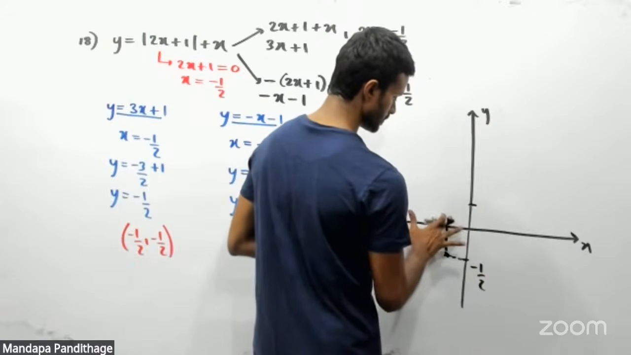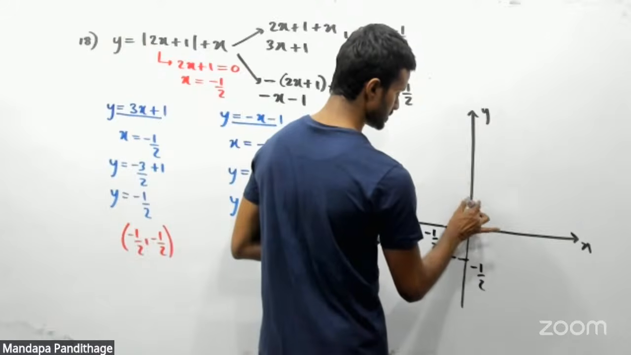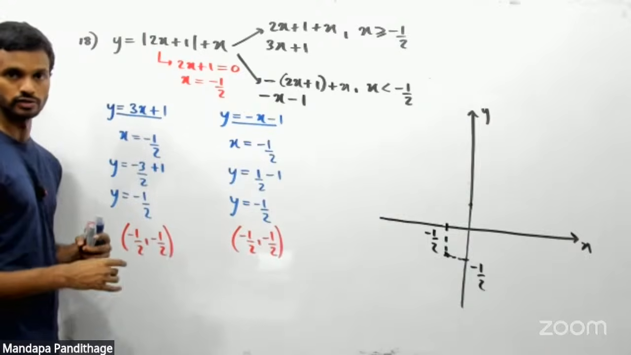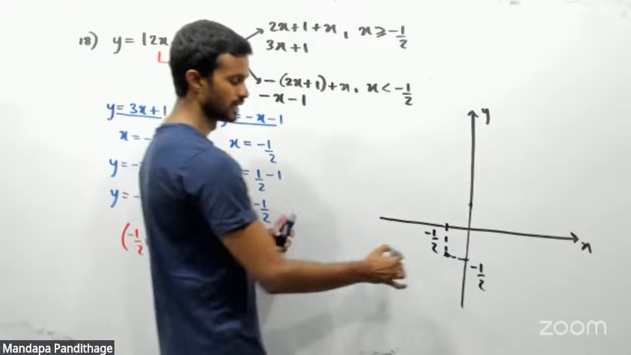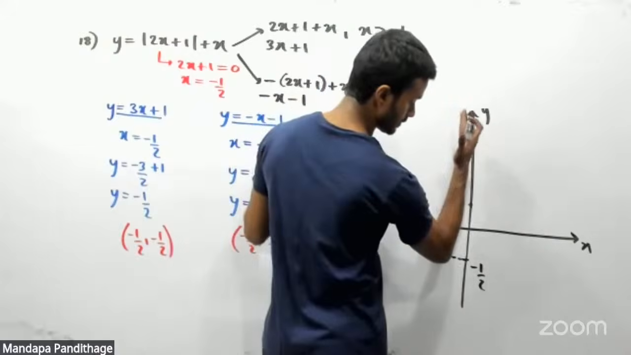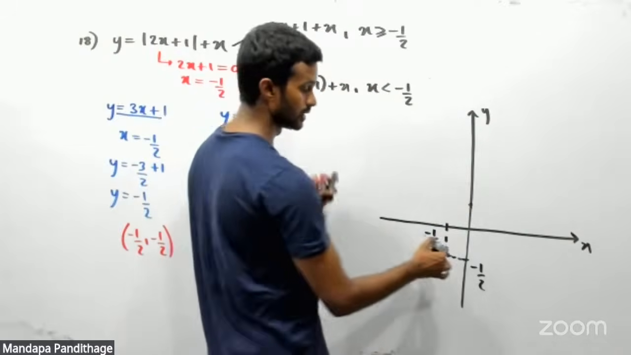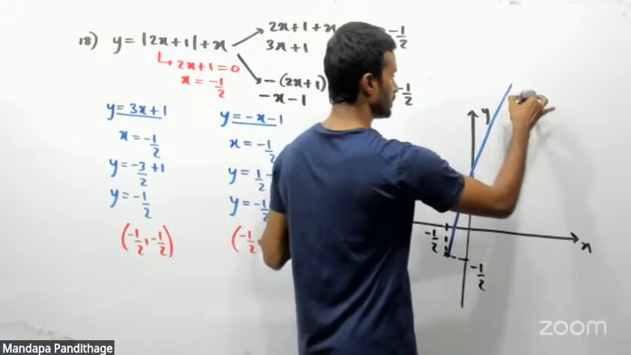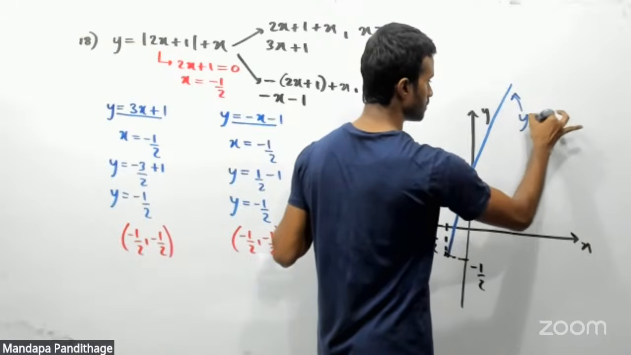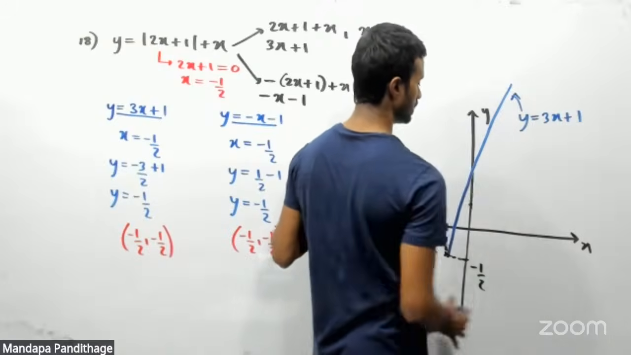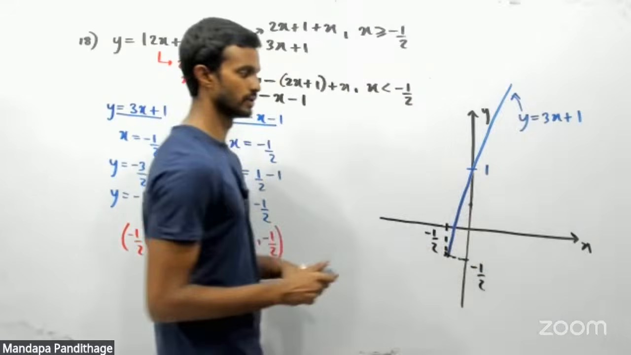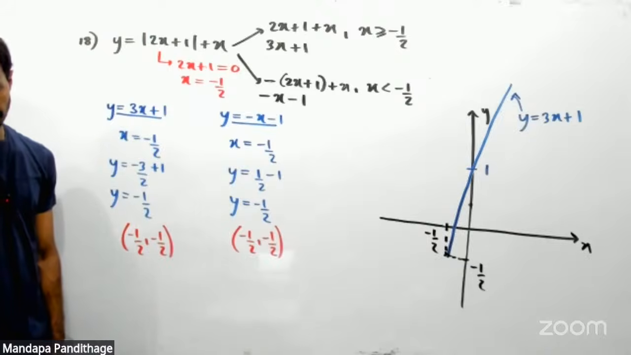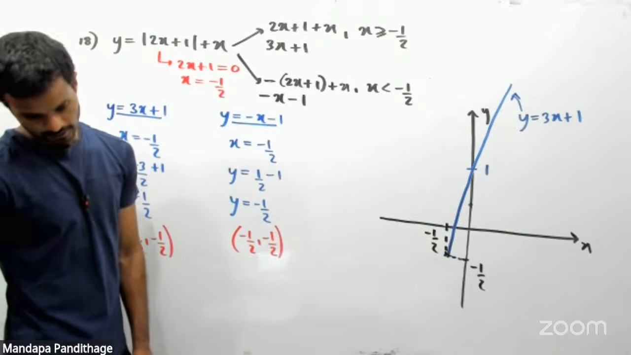Okay, now look at this. What is the straight line we have to consider when it is greater than minus half? It's y equals 3x plus 1. So 3x plus 1 means it's going through this point having a gradient of 3, a higher gradient, and an intercept of 1. So here it goes in this way. Here we have y equals 3x plus 1, which has an intercept of 1 and a gradient of 3. Clear?